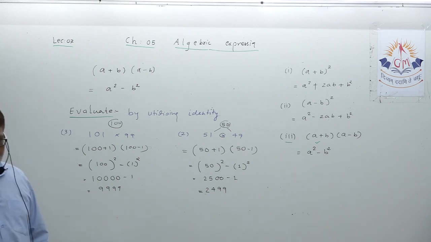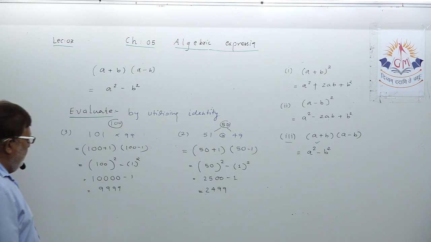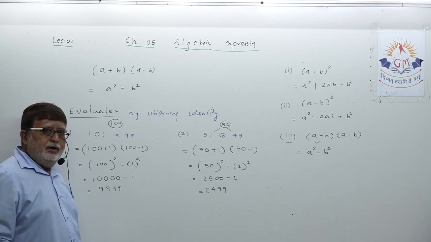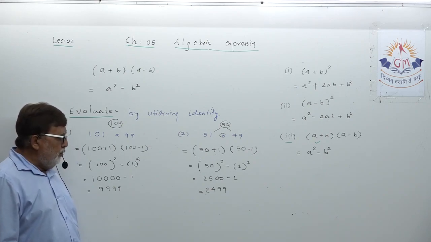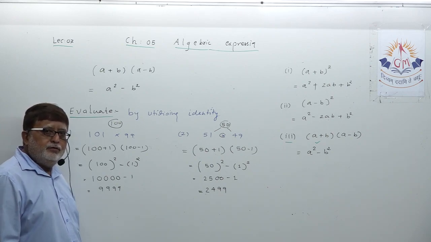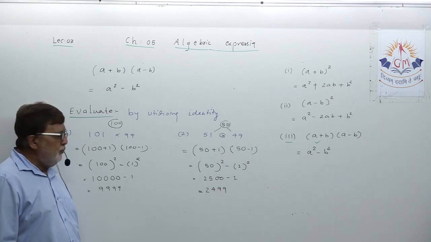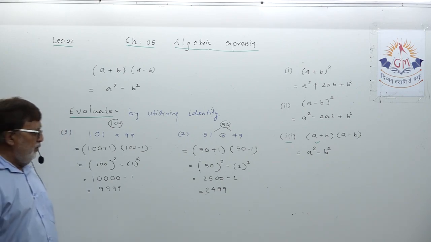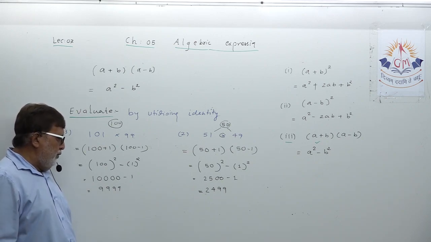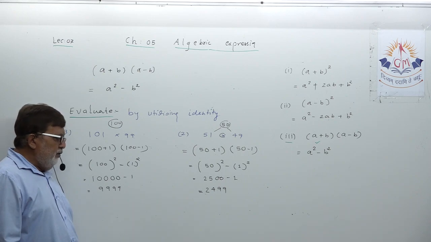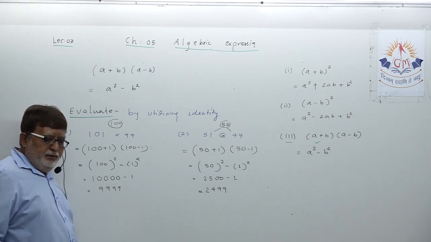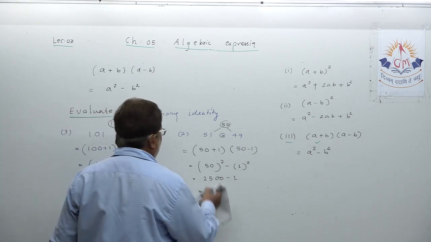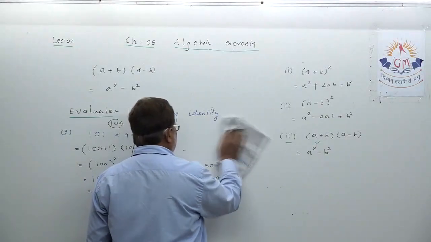Verify this sum properly. 9999. The common number between 101 and 99 is 100. By thinking of the common number, you will split 101 as 100 plus 1 and 99 as 100 minus 1, then A square minus B square, 100 square minus 1 square, 10,000 minus 1, 9,999. Suppose, dear student, you are given an example like this.